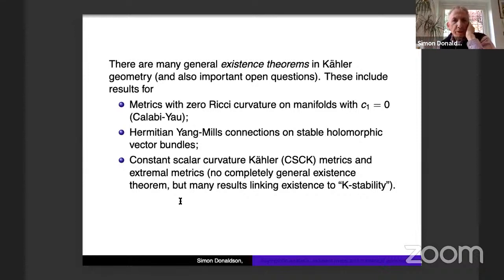So that will be one of the main foci of the talk. The other focus will be on what are called constant scalar curvature Kahler metrics. Another area that we won't actually talk about, but where the same techniques apply, is the study of Hermitian-Yang-Mills connections on holomorphic vector bundles. And then also things called extremal metrics, which we won't go into in detail, but again, the same techniques apply.